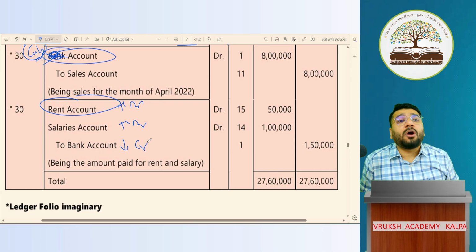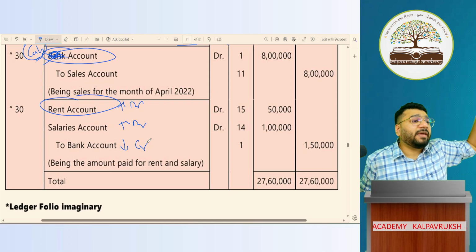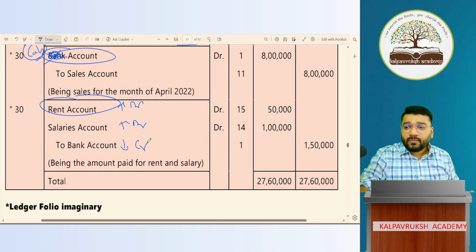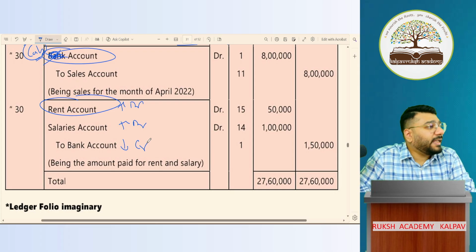This kind of entry is called a compound journal entry. In the exam, you can do this to save time. Got it, not got it? Okay, not okay? Okay. Any doubts so far?